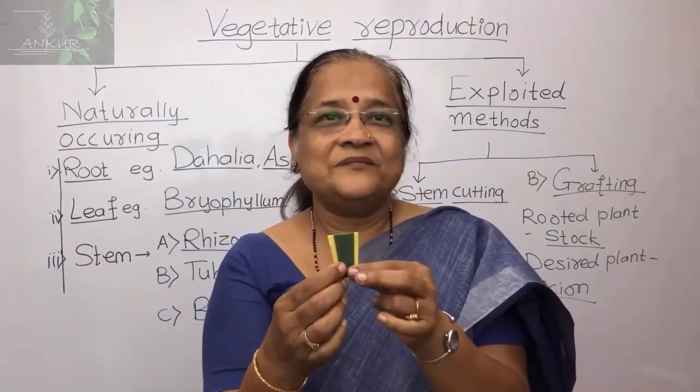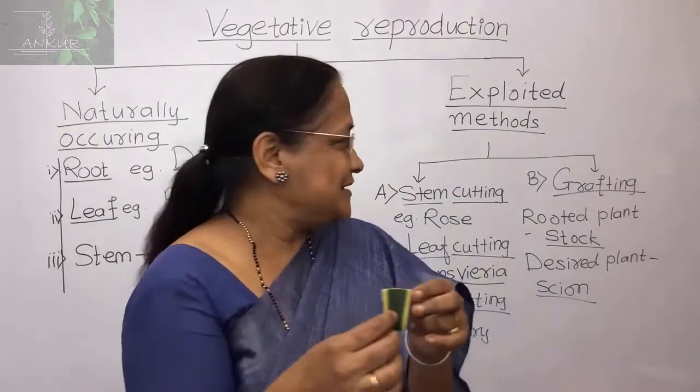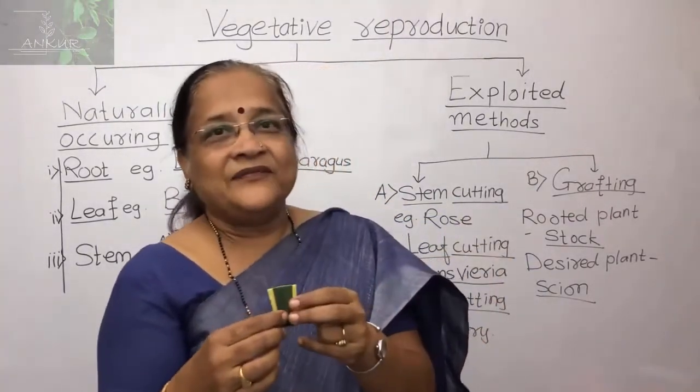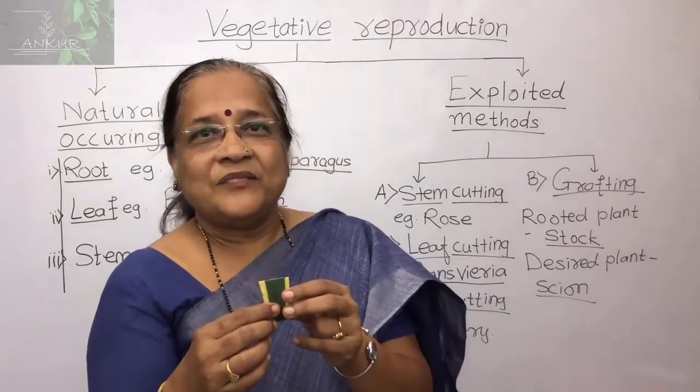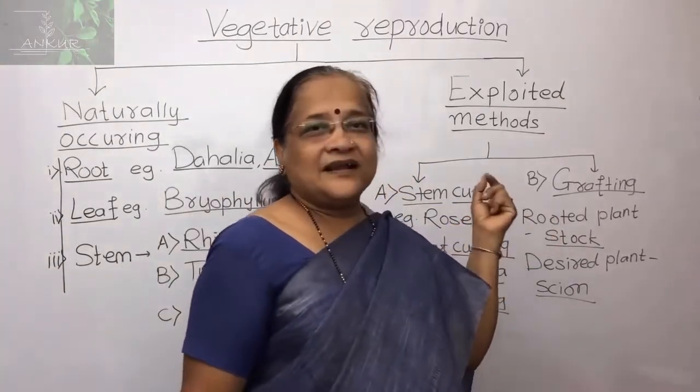So it is the example of leaf cutting which is exploited by horticulturists, and from one leaf you get so many plants. The next part is grafting. In this there are so many methods.